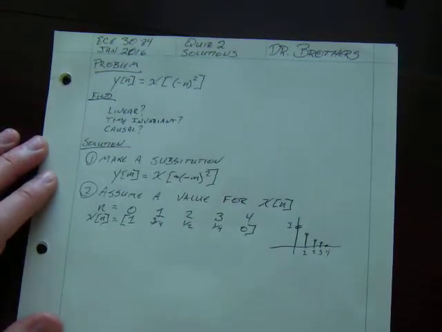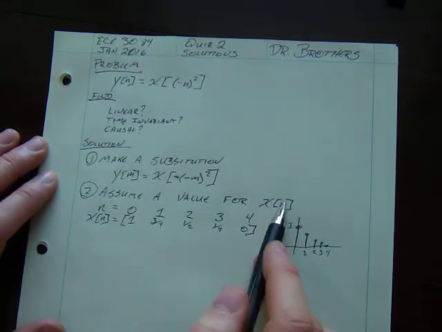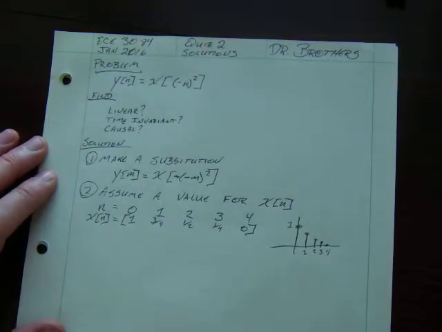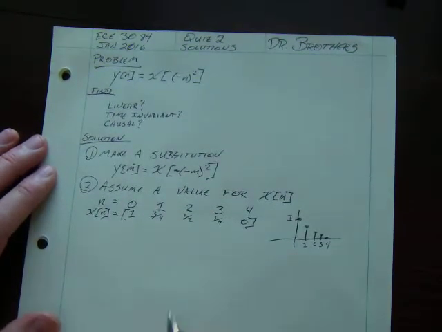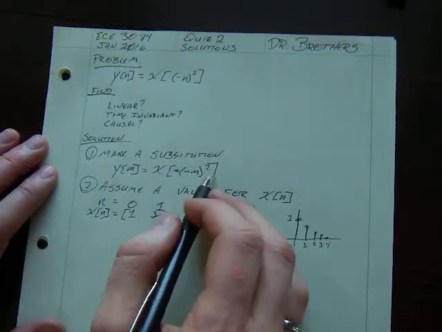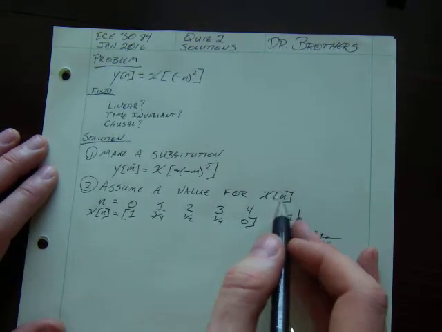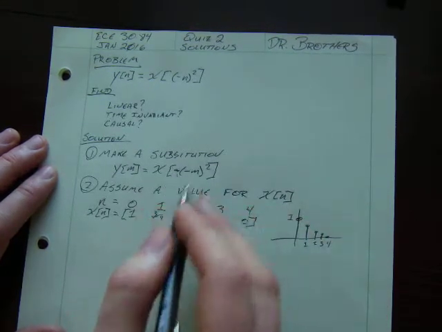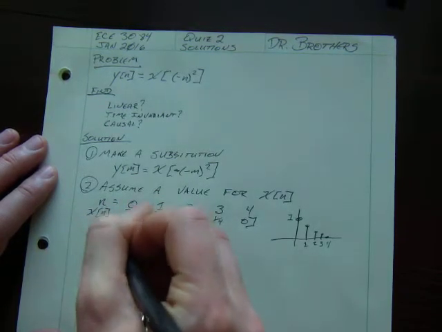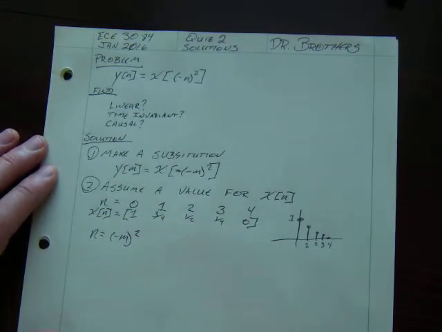Okay, so now we need to make a substitution into this n value in order to represent the output of the system. So what we're going to do is we've already created a separate variable. So we want to see what happens when we change the n time scale over to m. So we're going to say that n is equal to minus m squared.